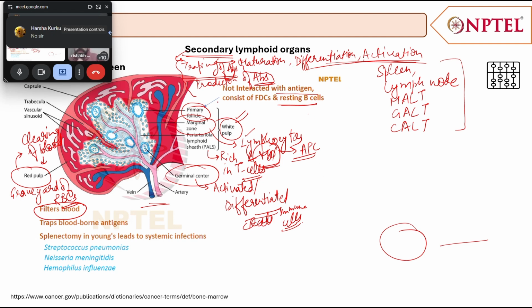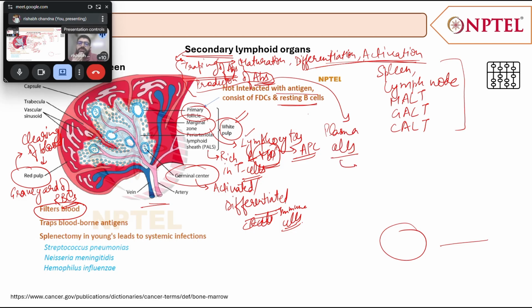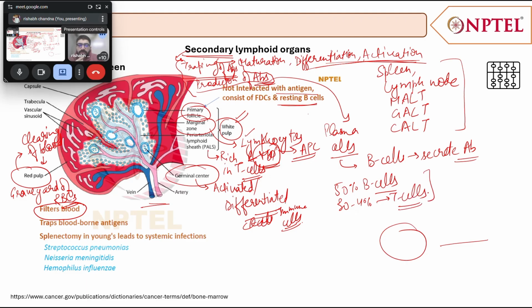One more thing, because these are actually the organs in which production of antibodies takes place, these are the organs that are rich in the plasma cells. So plasma cells are those B cells that secrete antibody. Okay, and in spleen there is around 50% of the B cells that are matured and activated, while 30 to 40% T cells are matured. So it is a major site for the maturation and activation of the B cells rather than the T cells.